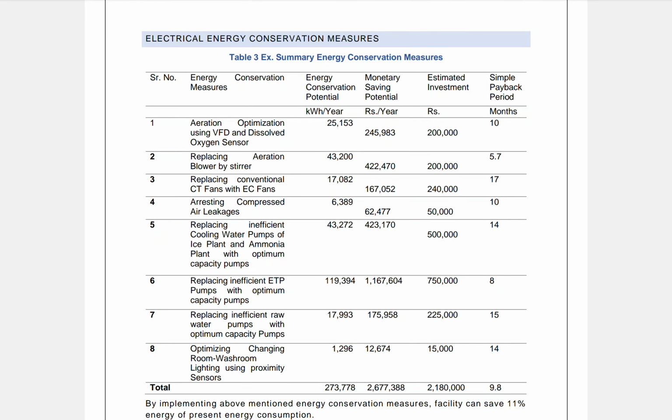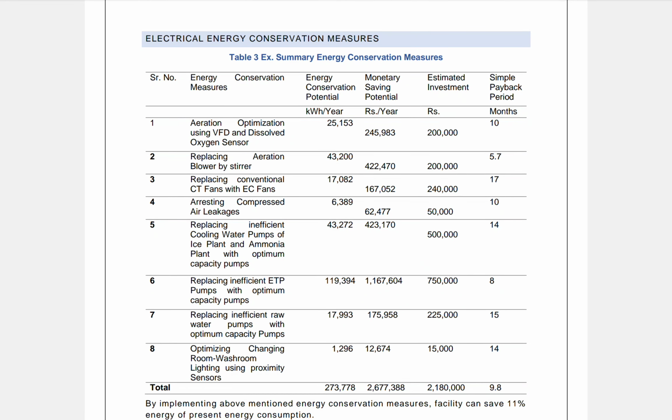Then arresting compressed air leakage. Okay, so that is again one of the ECMs. So you need to find out how to achieve the saving. Everything, all the marketing material and information material, is available on the internet. You can go and see.